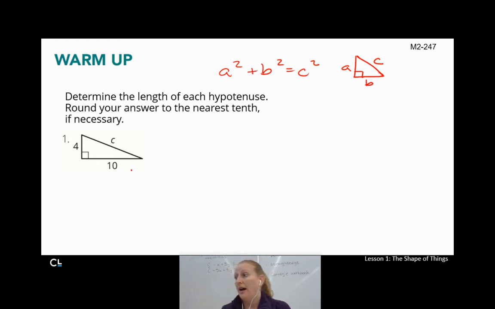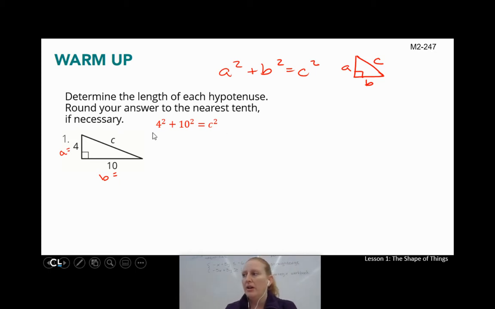So I'm going to just label stuff. I know this is C, and that's what I'm trying to find. I'm going to say that this is A and that this is B. So if I do A squared plus B squared equals C squared, that means I'm actually doing 4 squared plus 10 squared equals C squared. I don't know what C is, but I can work out this other side, right? 4 squared is 16, 10 squared is 100. All right, great. 16 plus 100 is, of course, 116.